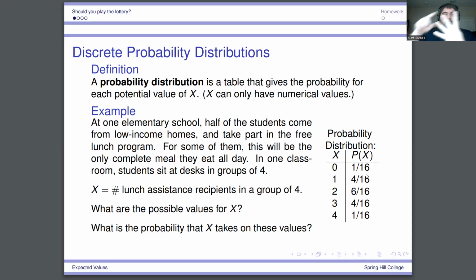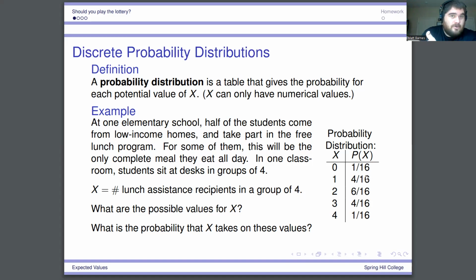Well, either the first student could be on the free lunch and the other 3 not, or the second student could be on free lunch and the other three not, or the third student, or the fourth student. There we go. 3 students not on it, 1 student on it, right? So there's 4 possible scenarios here. So 4 scenarios for 1 student being on the free lunch out of 16 total, so it's 4 over 16.